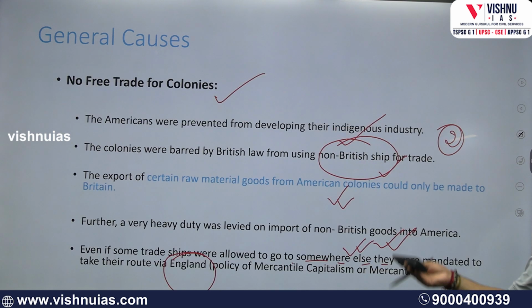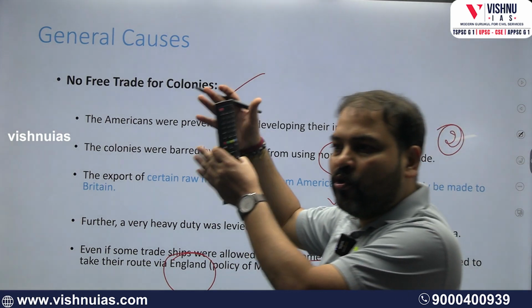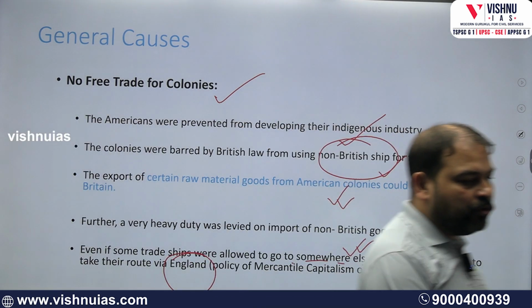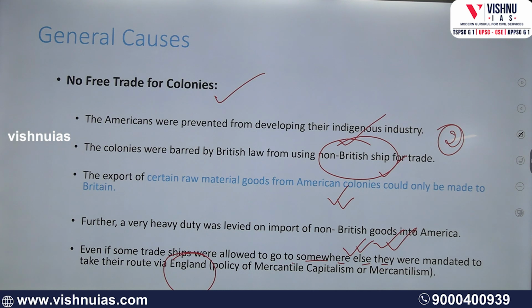This is your second point. No free trade for colonies. Guys, just write that every good has to go by British ship only. It has to go to Britain only. Then only can it go to any other colony. Any point you can write under this. No free trade for colonies. Point number 2, the second general cause. No free trade for British colonies.